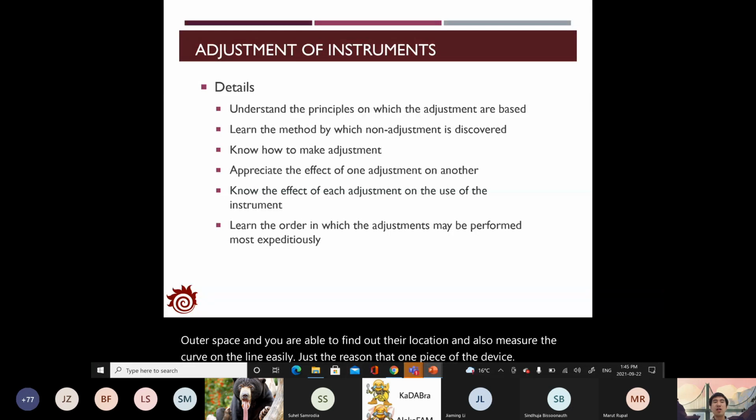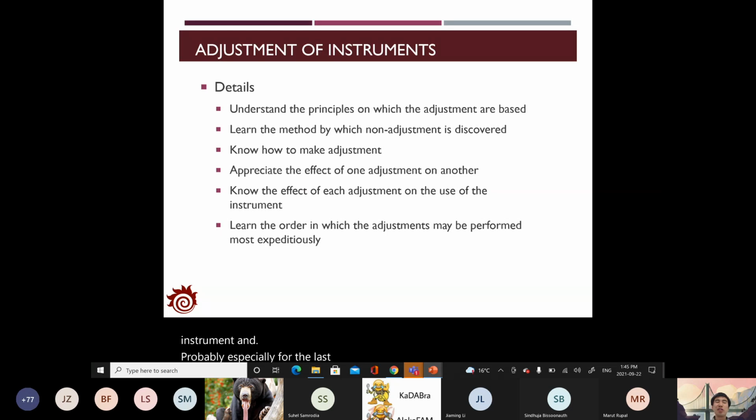Usually in the experiment, one of the important parts is the adjustment of the instrument. You have to make sure that your instrument is leveled appropriately, and you know how to make an adjustment efficiently. This is some background information you have to know before you do the experiment. Otherwise, you will spend a lot of time setting up the instrument, and especially for the last experiment, you may not be able to finish the measurement of all the points in the assigned time.